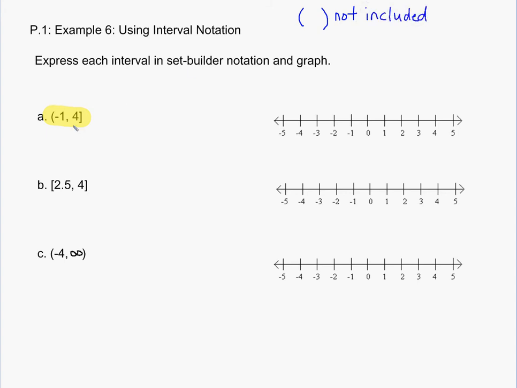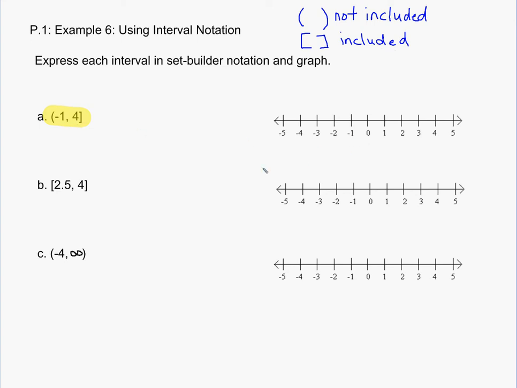So in the case of question A, the -1 is not included, so x gets close to -1 but is never -1. Square brackets mean that the number adjacent to it is included in the set. So in this case, not only does x come close to 4, but it also can be 4.